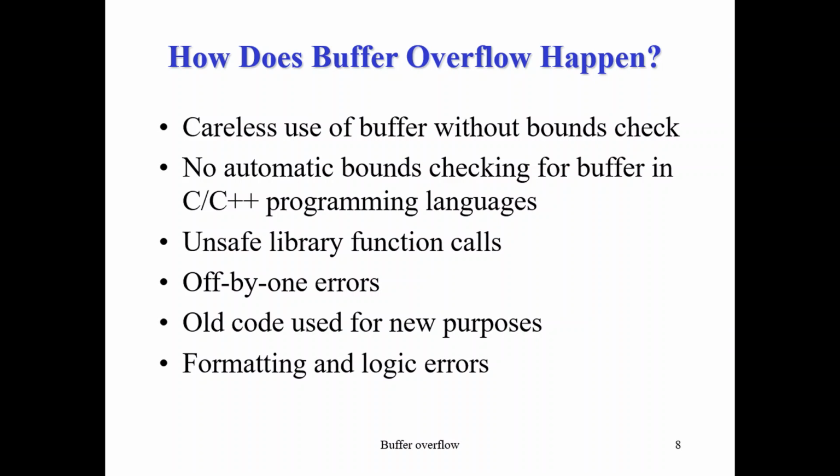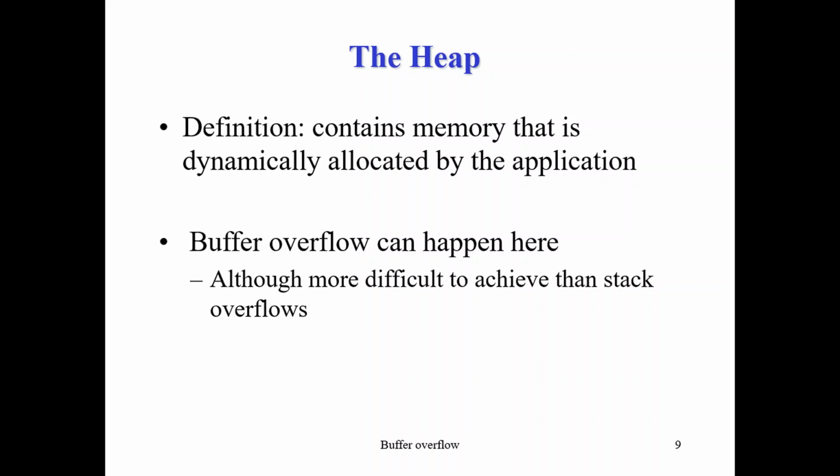How does buffer overflow happen? Careless use of buffers without bound checks, no automatic bound checking on buffers in C++, unsafe library calls, off-by-one errors, old code used for new purposes, and formatting and logic errors. The heap, by definition, contains memory that is dynamically allocated by the application. Buffer overflow can happen in the heap, of course, but it is a little bit more difficult, but still, it can happen.